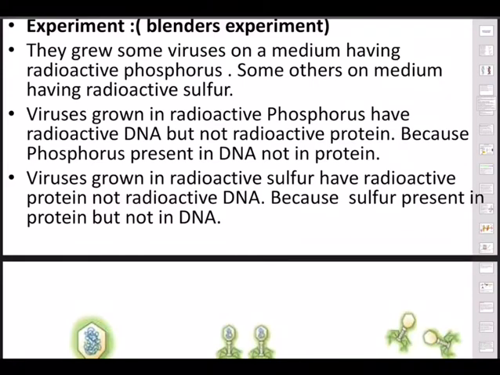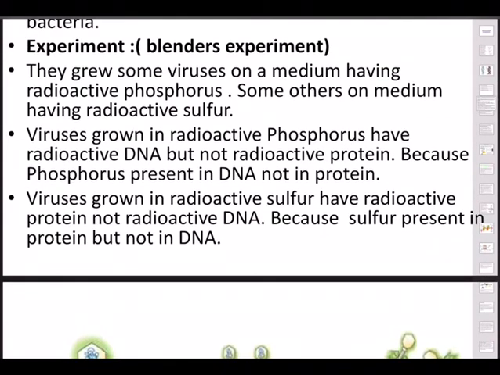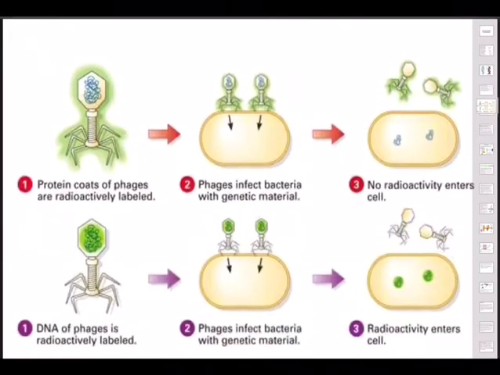So viruses grown on radioactive sulfur have radioactive protein, not radioactive DNA. Now they have taken proteins, and all of us know that sulfur is part of the protein. So there, instead of normal sulfur, they used radioactive sulfur. So once the protein penetrates inside, along with the protein, radioactive sulfur also penetrates inside the host cell. And then, being radioactive, it gives a glow, it's heavy in nature, we can easily trace the element sulfur in that. So they used radioactive sulfur in protein, radioactive phosphorus in DNA.